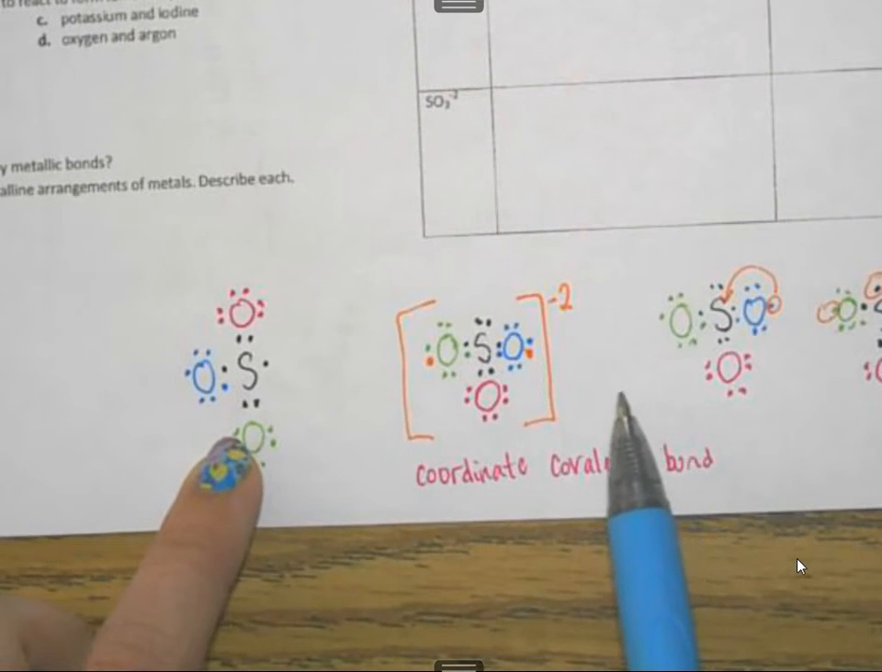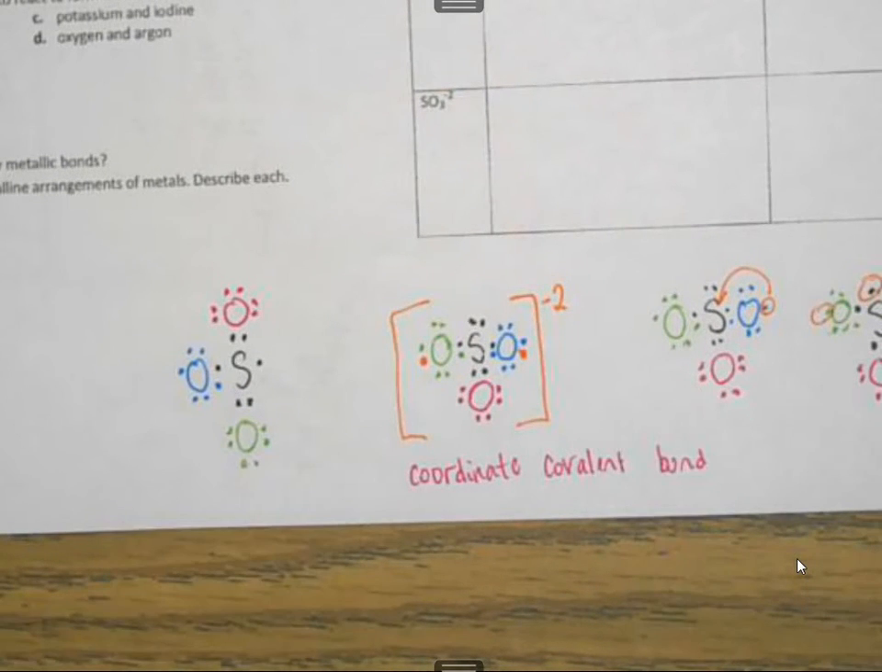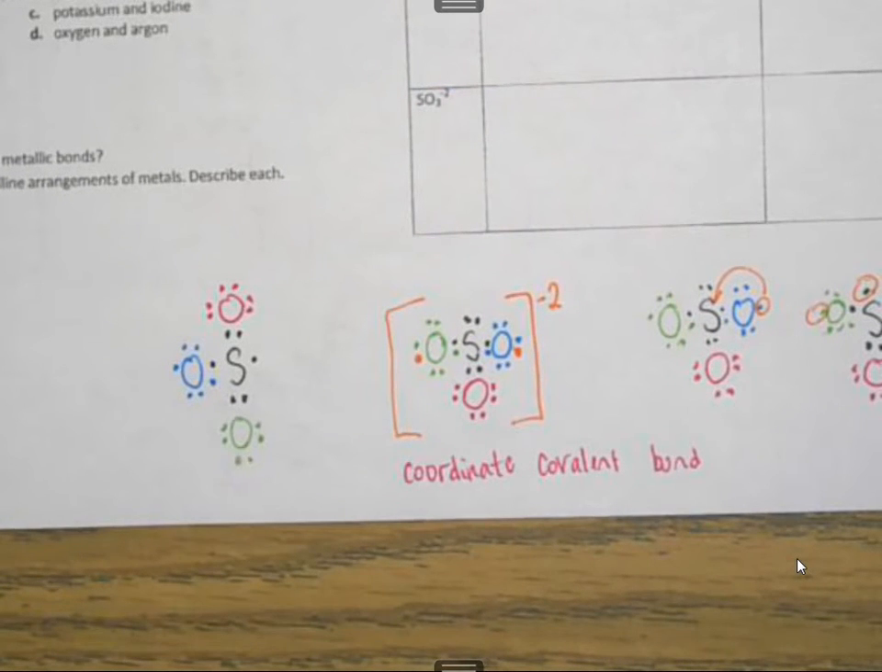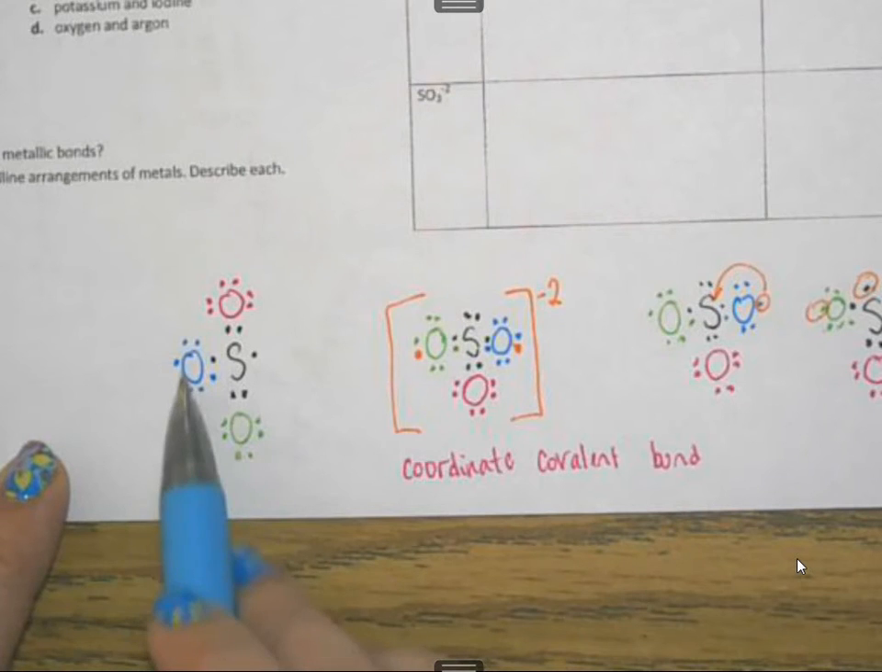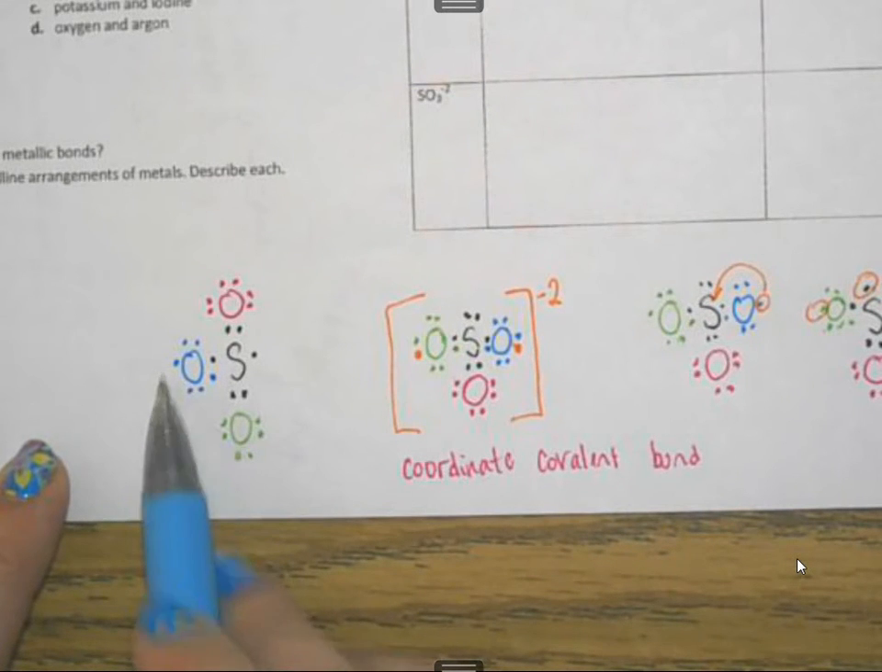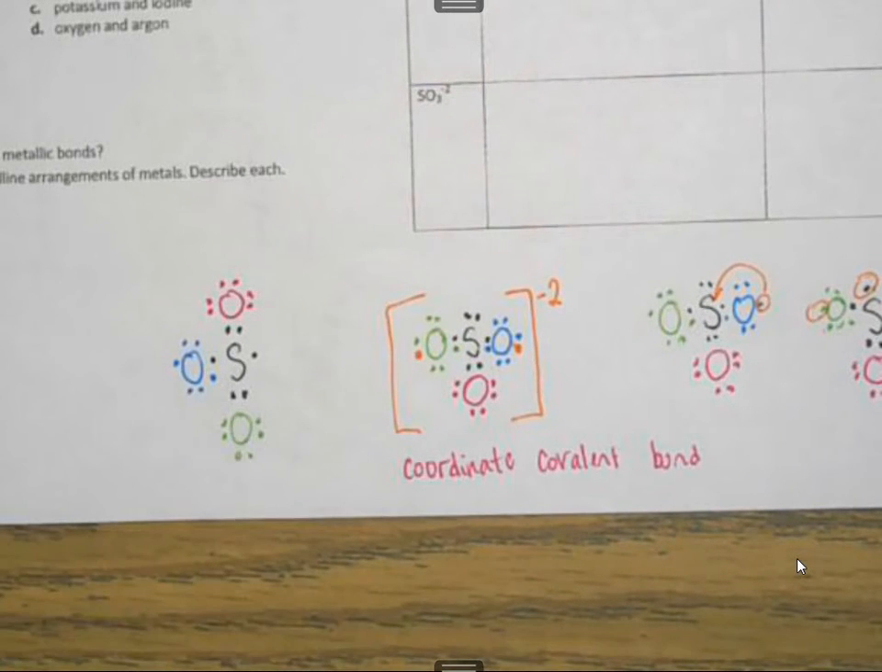Anybody have a solution for me? I'll wait and see what you can think up to fix this. Sulfur needs 1 more, and this oxygen needs 1 more. Which oxygen? This one, there's an empty space right there. So this one needs 1 more, and this one needs 1 more. Put them in the middle?